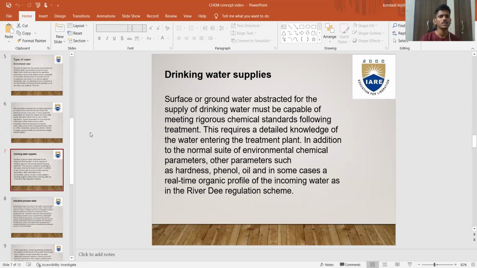Drinking water supplies. Surface or groundwater abstracted for the supply of drinking water must be capable of meeting rigorous chemical standards following treatment. This requires a detailed knowledge of the water entering the treatment plant. In addition to the normal suite of environmental chemical parameters, other parameters such as hardness, phenol, oil, and in some cases, a real-time organic profile of incoming water are used, as in the river regulation scheme.